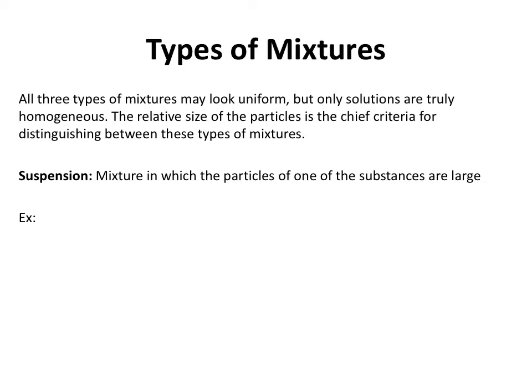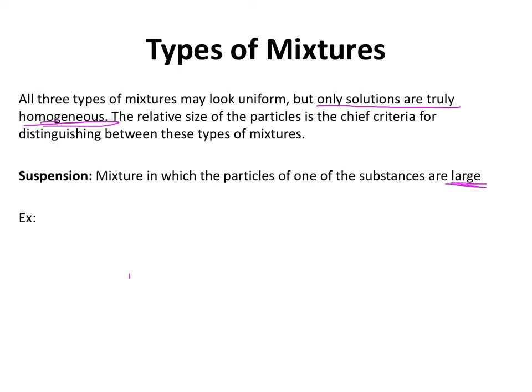So let's start with different types of mixtures. All three of the types we're going to be talking about may look uniform, but only solutions are truly homogeneous. The relative size of the particles is the chief criteria for distinguishing between these types of mixtures. So the first thing we have is a suspension. It's a mixture in which the particles of one of the substances are relatively large.